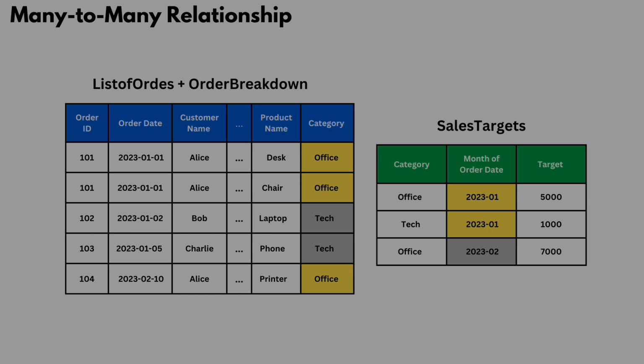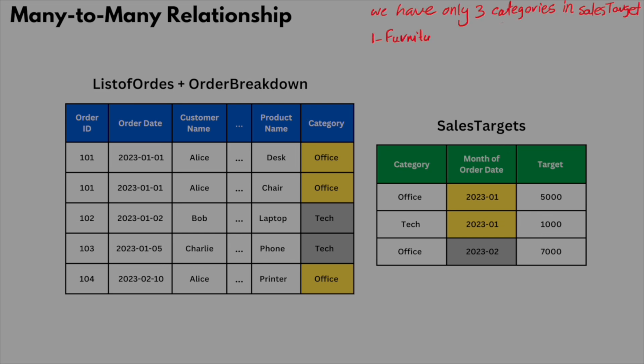If you pay attention to the common columns between these two tables, which are category and order date, we can easily understand that each category in the combined sheet can correspond to multiple entries in the sales target, and also vice versa. Because if you remember, I mentioned that in the last sheet, sales target, we have only three different categories: furniture, office supplies, and technology. And these three different categories have different targets for different months of the year.